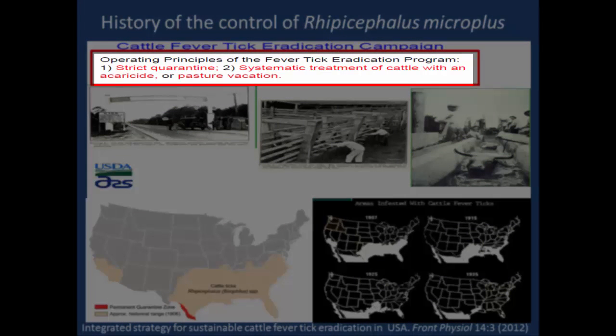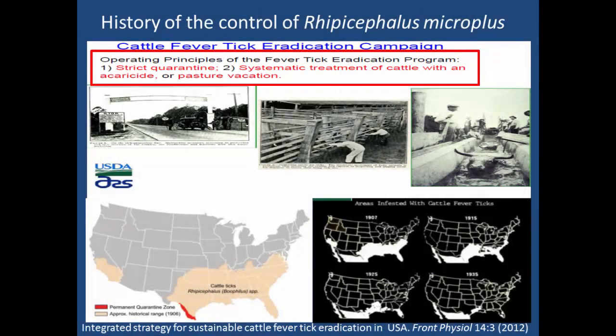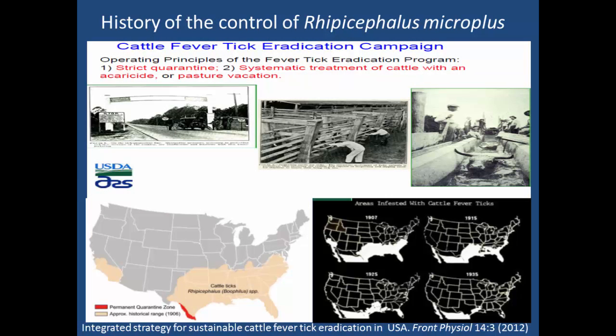As you can see on the slide here, the operating principles of the fever tick eradication program were strict quarantine, which basically means no movement of animals in and out of infested premises, and systematic treatment of cattle with an acaricide. At the time they used these concrete constructions. As you can see there, they look like a trench on the ground, and they were called plunge dips because they would basically immerse all the animal in the water bath with the acaricide.